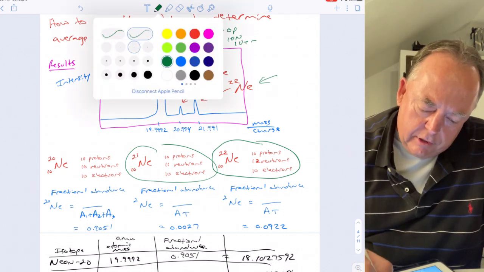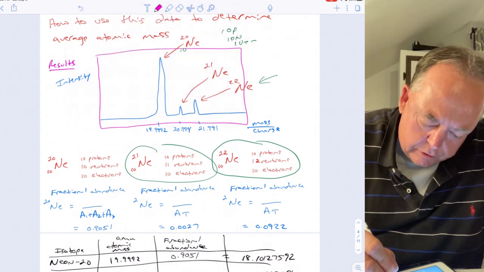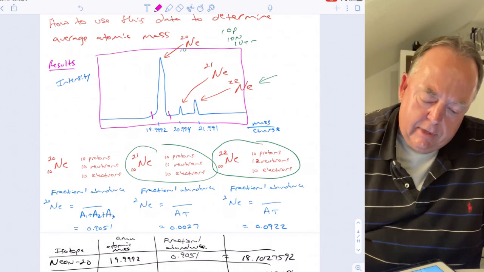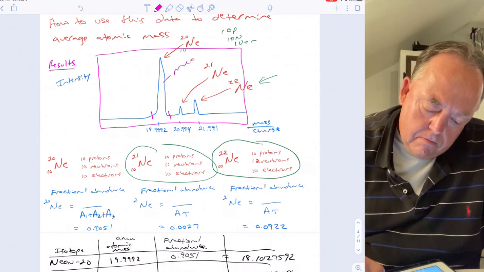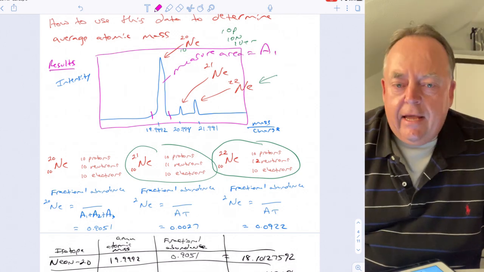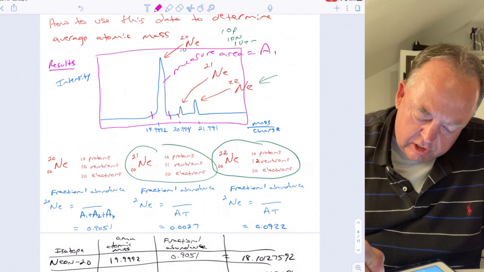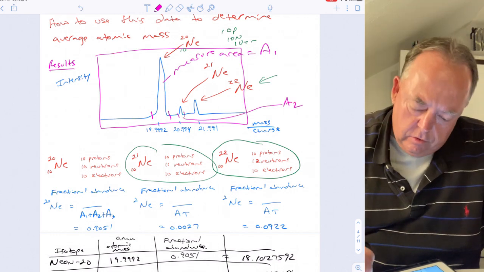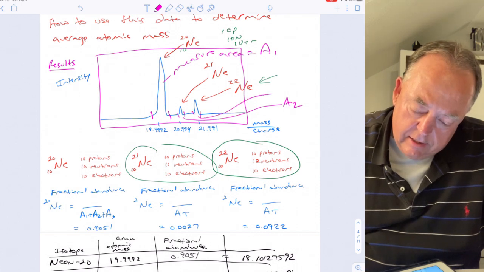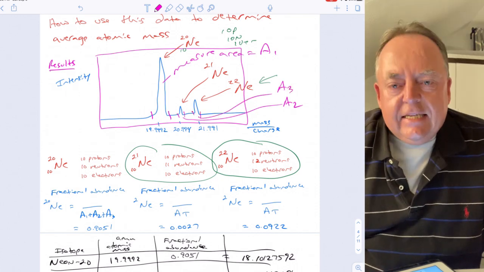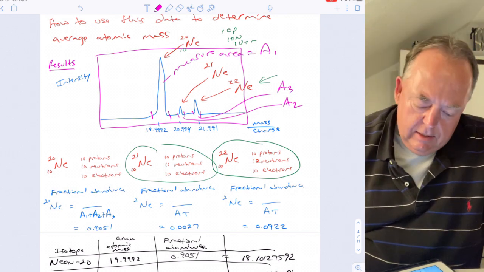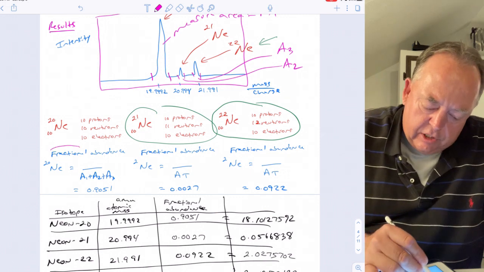So if you wanted to know how much of each one there is, then what you would do, for example, is you would tell the instrument to cut that peak for neon 20 there and measure the area. So we'll call that A1, for area 1. And then tell the instrument to cut this peak here and measure the area, so that's area 2. And then cut this peak here and measure the area, and that's area 3. So now how do you get the relative amount of each one? That's what's called fractional abundance.